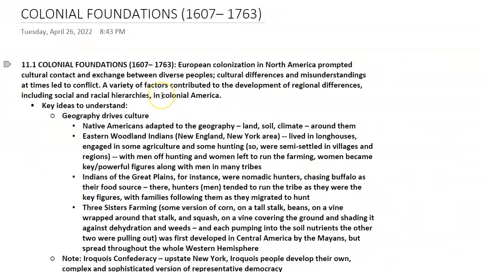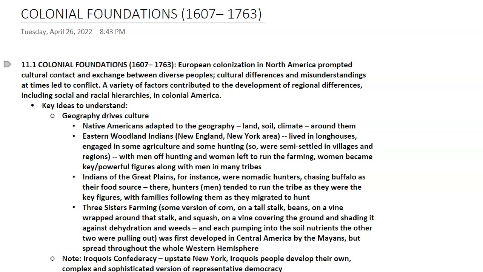Okay, Colonial Foundations. European colonization in North America prompted cultural contact and exchange between diverse peoples. Cultural differences and misunderstandings at times led to conflict. A variety of factors contributed to the development of regional differences, including social and racial hierarchies in colonial America. So that's the big picture. We'll go into detail now.